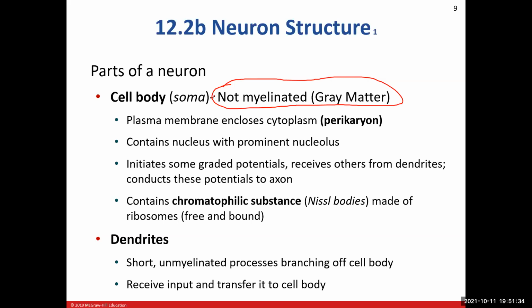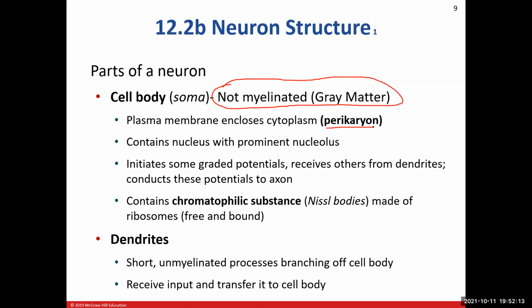The plasma membrane of the cell body is the neurolemma. Inside, where the cytoplasm is, we have a new name for that: the perikaryon. I mentioned before that the chromatophilic substance, which we call Nissl bodies, is found here in the cell body, and that's basically just ribosomes, both free and bound.